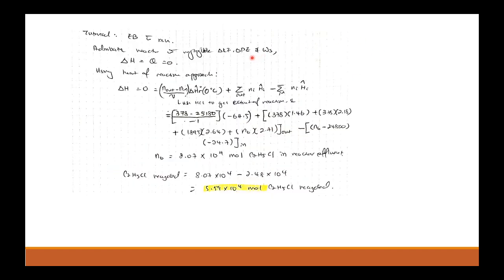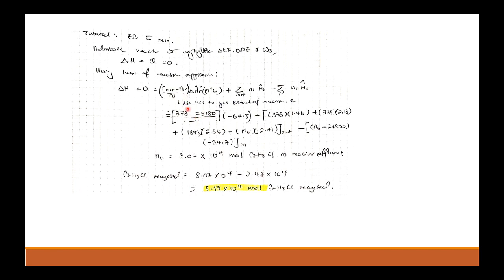Okay, so for the adiabatic reactor with negligible kinetic energy, potential energy, and shaft work, we get delta H is equal to Q, which equals to 0. So using the heat of reaction approach, delta H equals 0, so N out minus N in divided by V multiplied by the heat of reaction at 0 degrees Celsius plus the sum of the enthalpy. So this is the specific enthalpy multiplied by the number of moles or your flow rate, which will give you your enthalpy in the outlet and your sum of your enthalpy in the inlet.